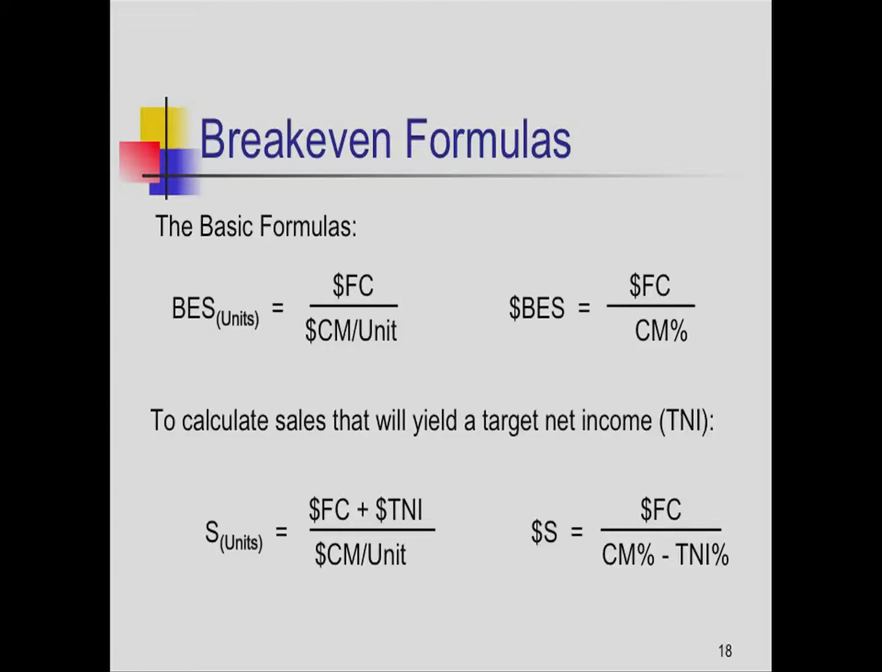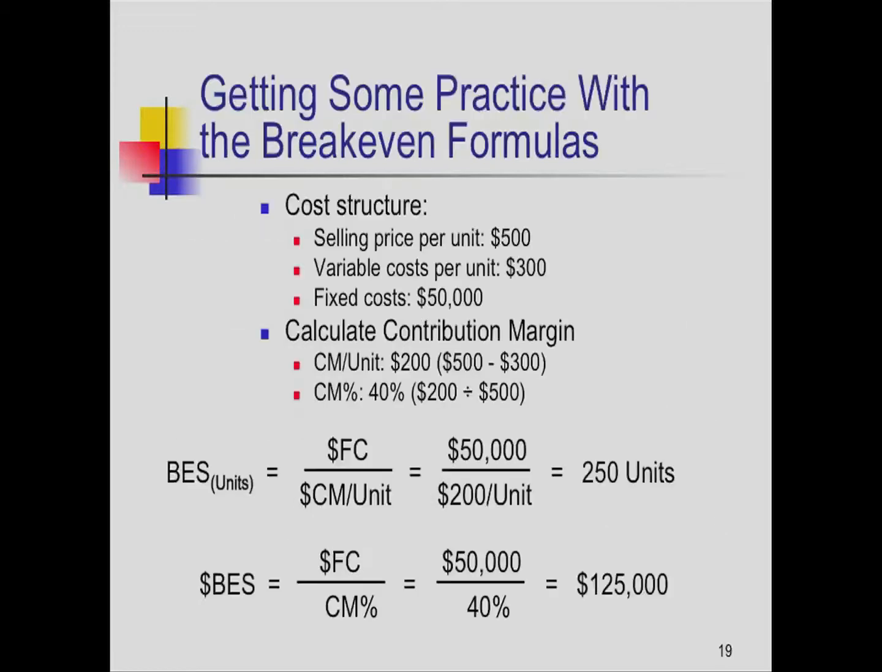And then a more complex formula is the one where we want to make 10% of sales, not knowing what sales are. So we're asking, how much sales do we need so that 10% of whatever that number is turns out to be net income? We can use this last formula. And basically what we're doing there is manipulating the element of variable costs in the contribution margin percent.